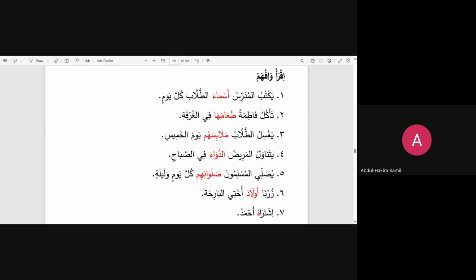Takes the medicine. I want you to look at this. Look at the first sentence. Go back with me. It says yaktubu, that's the verb. Mudarrisu, that is what? Fa'al. Asma al-tulab is what? That's mudaf ilayh. Look at this extra thing. It says kulla yawmin. That's shibhu jumla.